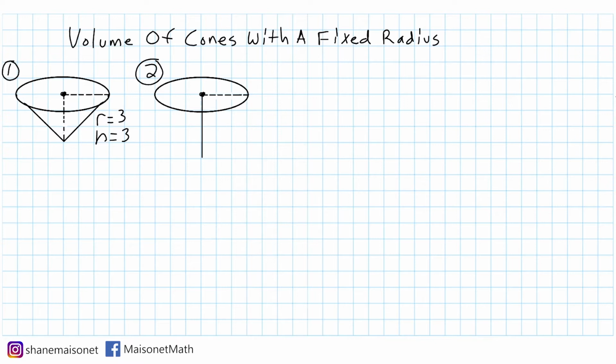And then, of course, you would make the sides of the cone. And this cone has a radius of 3 and a height of, I'm sorry, a height of 4. Radius of 3 and a height of 4. All right, let's go to cone number 3.